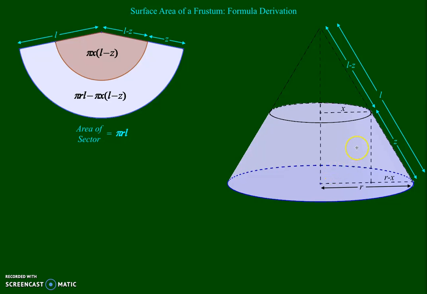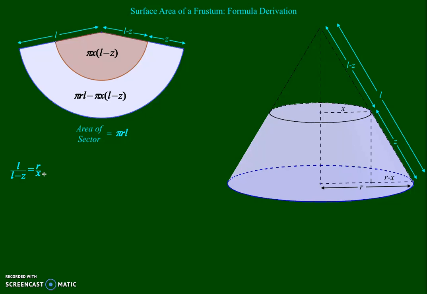And what we're going to do is use the relationship between the slant heights and the radii of these cones. So the relationship is going to be this slant height is to this slant height as this radius is to this radius. And this gives us our first relationship. So this proportion is what everything is based off of.